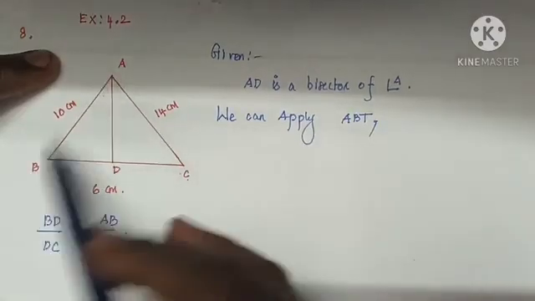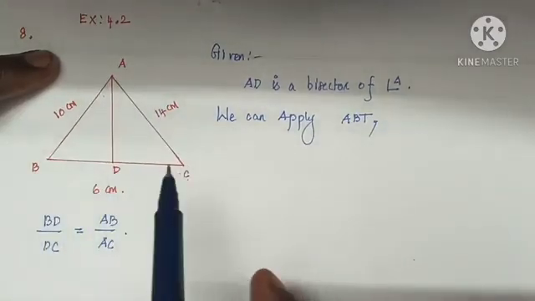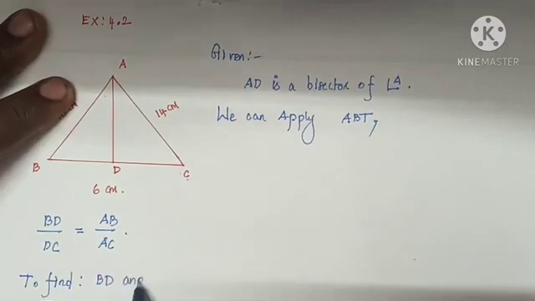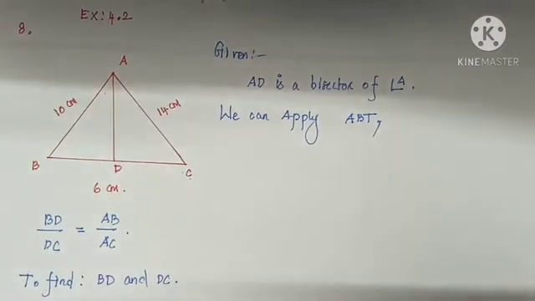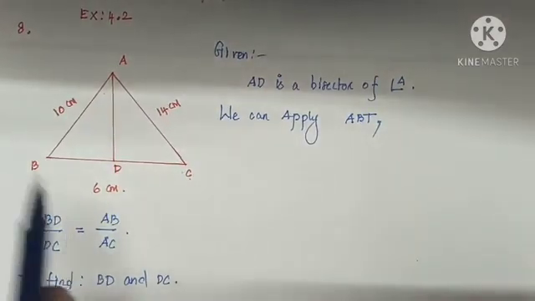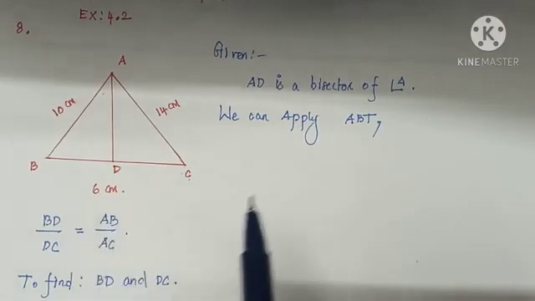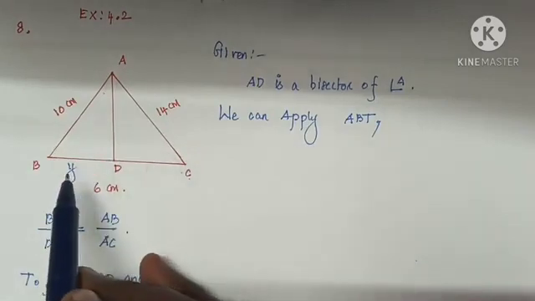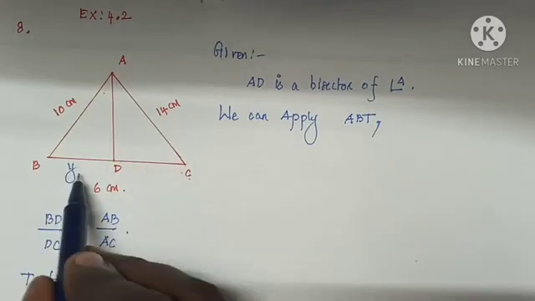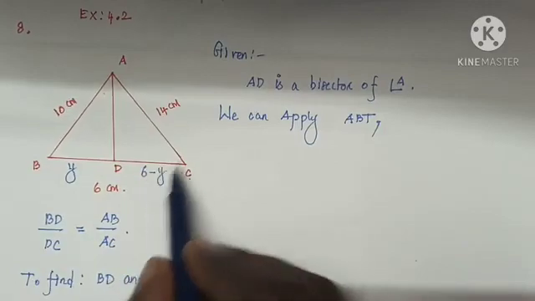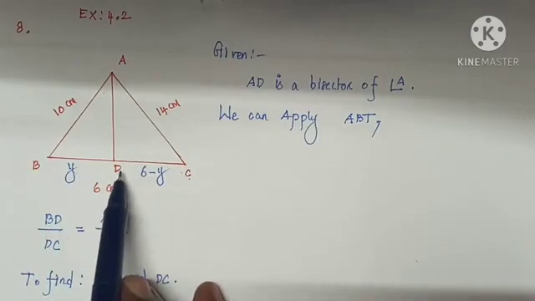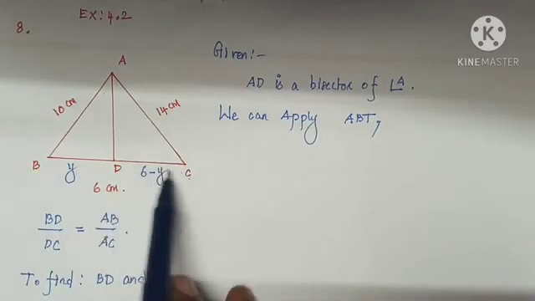Here AB, AC and BC are given. They are asking to find BD and DC. How can we find it? You know the BC length, that is 6 cm. So better you assume BD is equal to y for some variable. Okay, I have taken y. If BD is y, then this length DC becomes 6 minus y, because the total length is 6.